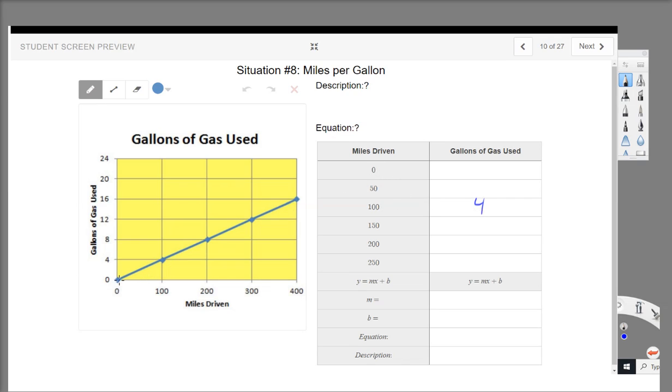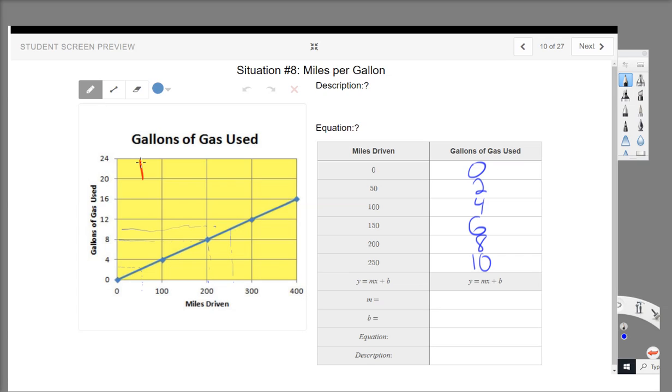If you drive 0 miles, you don't waste any gas, so that's 0. If you drive 50 miles, between 0 and 100, you waste 2 gallons of gas. If you drive 200 miles, you are going to use 8 gallons of gas. If you drive 250 miles, you're going to use 10 gallons of gas. And this one looks like it's just 6. All right, so let's do the easy way. What is this changing by? So let's do the change in y.